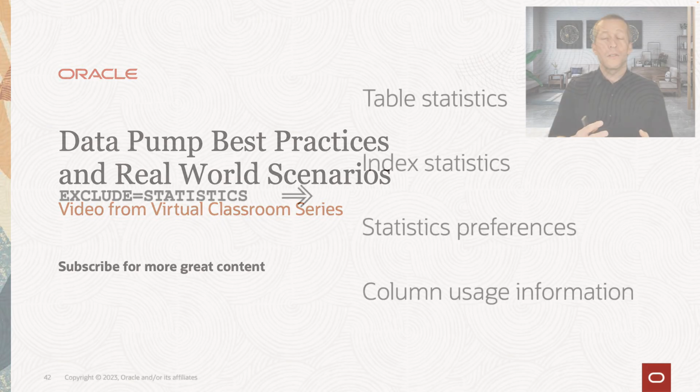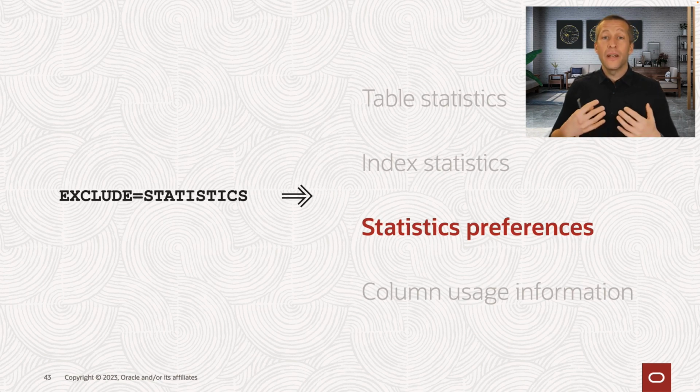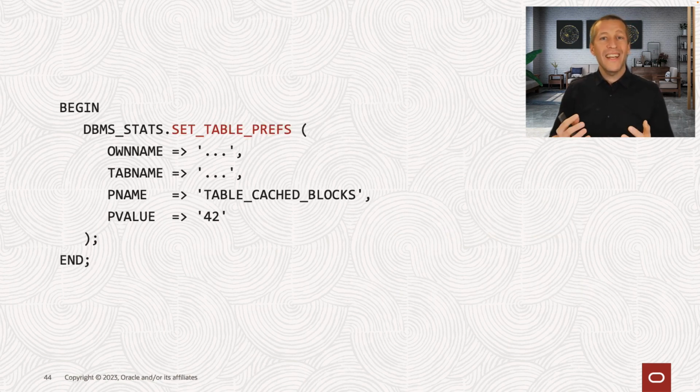When you exclude statistics, there are actually 4 things that Datapump excludes. Datapump excludes table and index statistics, but also statistics preferences and column usage information. Let's dive a little into statistics preferences. But what exactly is statistics preferences?